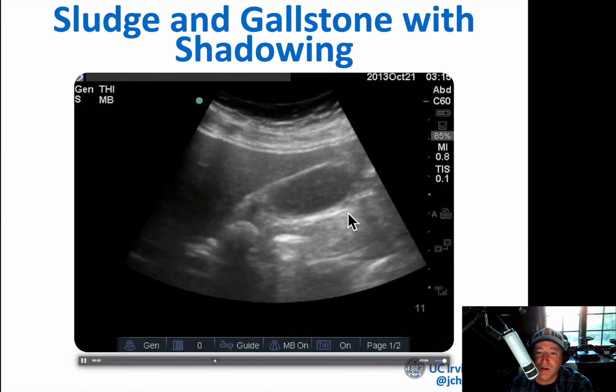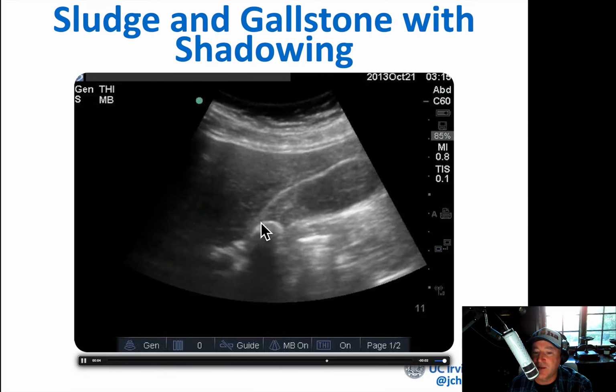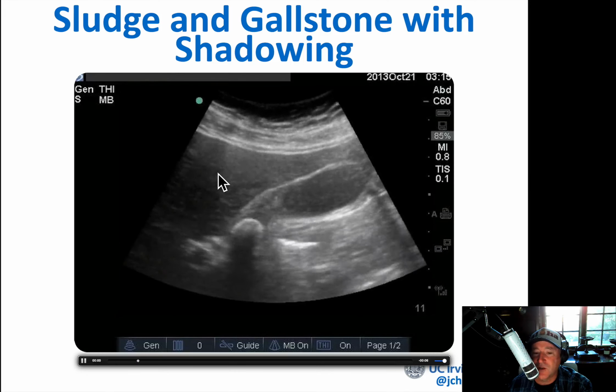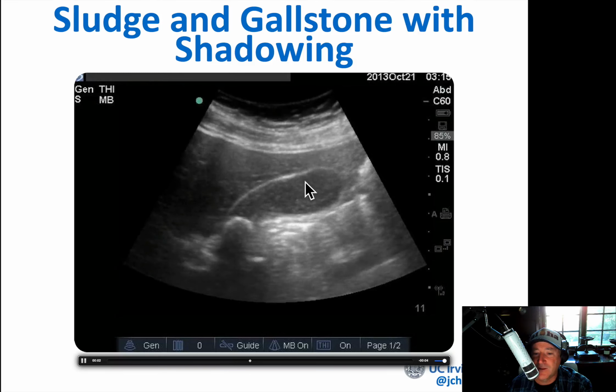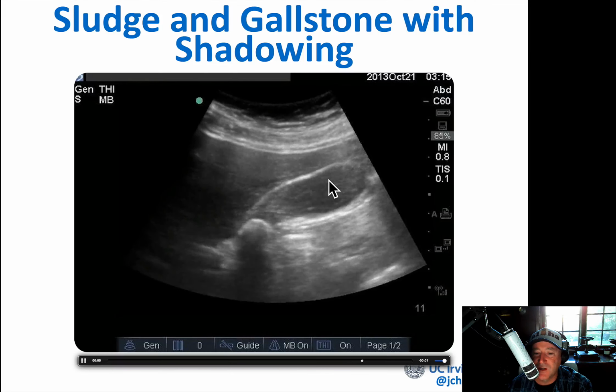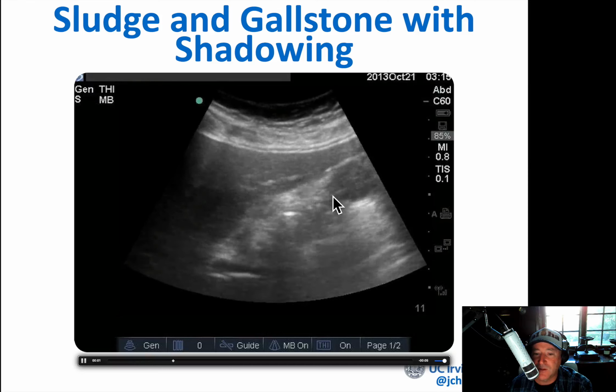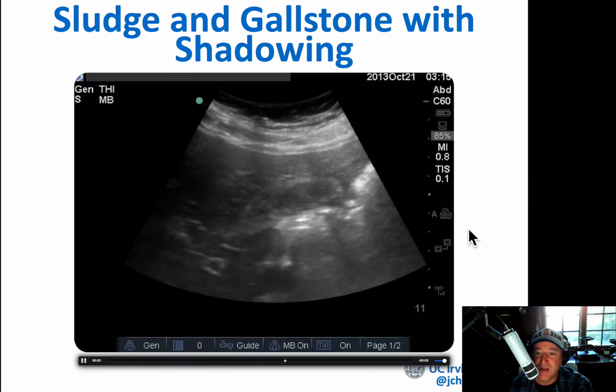Here's another example of a gallstone down in the neck of the gallbladder. The tricky thing here is that this is all liver, and this right here is a gallbladder filled with sludge. Sludge and liver look basically the same on ultrasound, so it's easy to mix this kind of thing up.